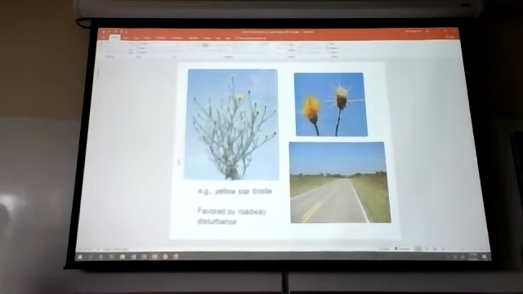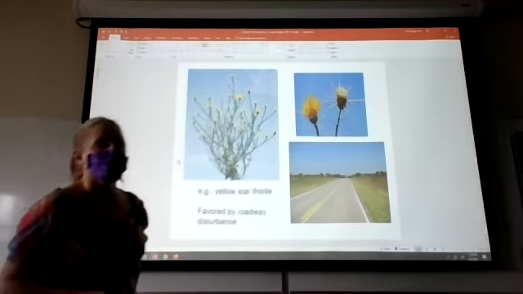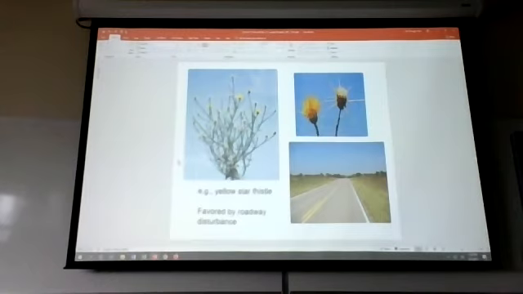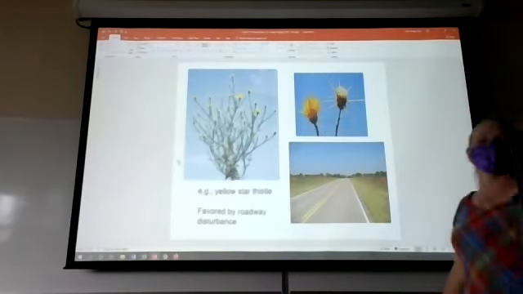Okay, here's another one. Yellow star, it really likes living by the side of the road. What is great about living by the side of the road? Stick to stuff. Say that again? Stick to. Yeah, so you might have better dispersal. Okay, that's a good one.